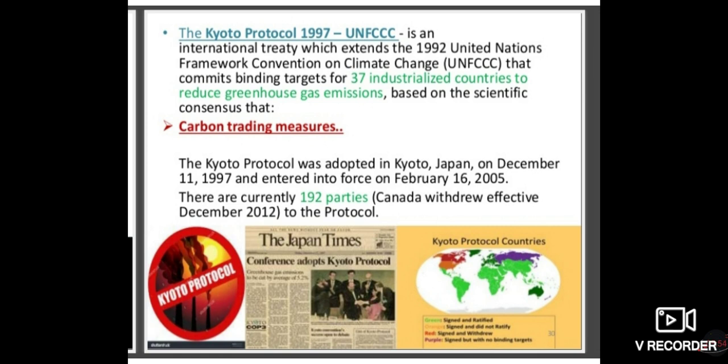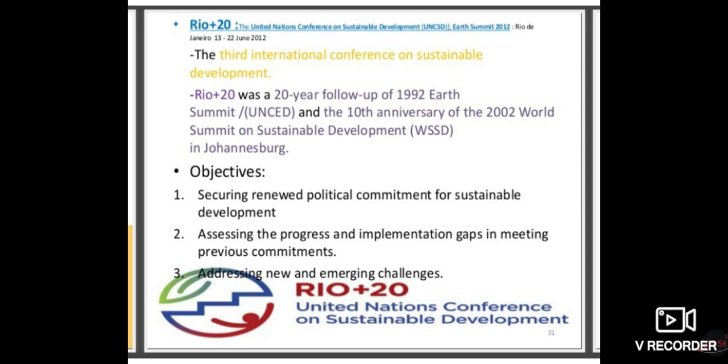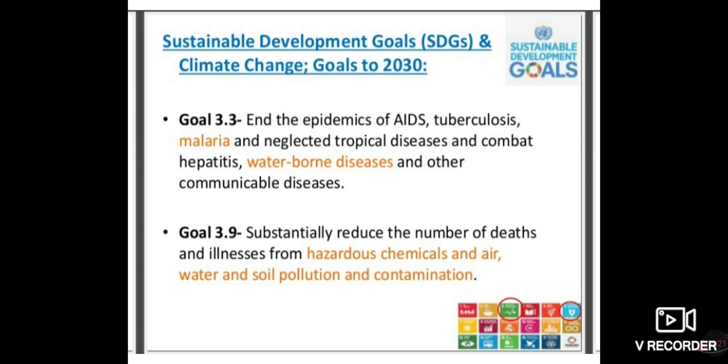Then another one, this is Rio+20. In 1992, this summit's main objective was renewed political commitment for sustainable development. Now we are going to discuss which sustainable development programs include climate change. And the next one, assessing the progress and implementation gaps in meeting previous commitments and addressing new and emerging challenges. Some of the emerging challenges are taken up. We will see all these things in the Sustainable Development Goals.